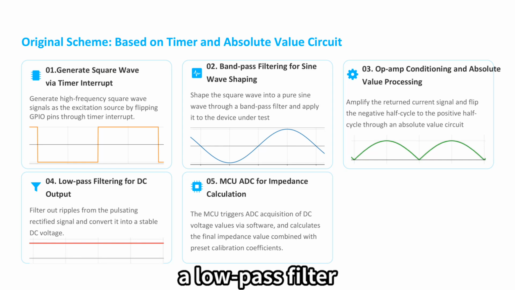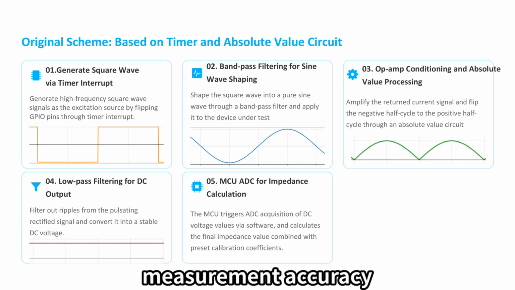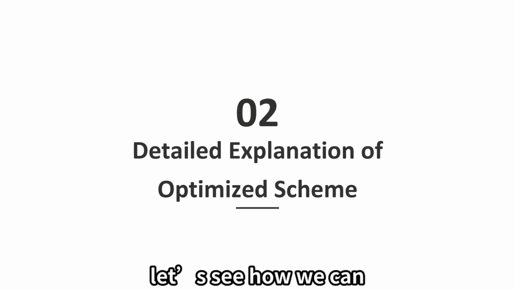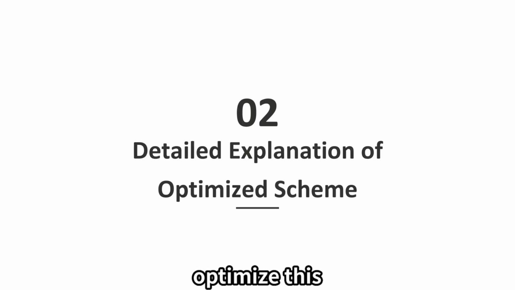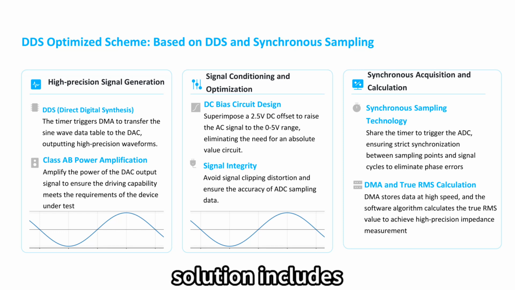Finally, a low-pass filter smooths this pulsating signal into a stable DC voltage, and the MCU calculates the impedance by sampling this DC voltage through the ADC. While this scheme is workable, it has numerous drawbacks that result in low measurement accuracy. Next, let's see how we can fully revise and optimize this solution. Our optimized solution includes 3 major improvements.